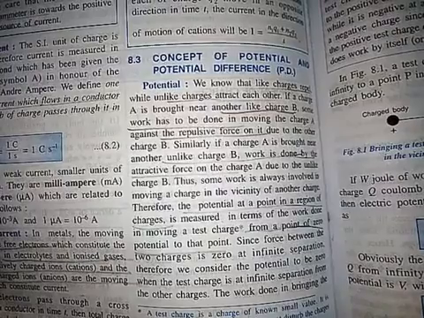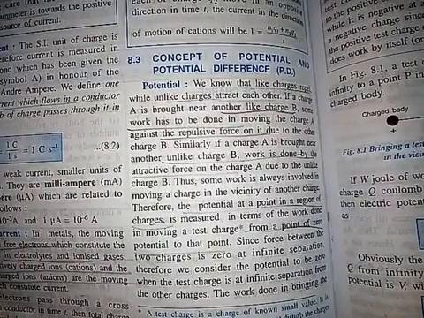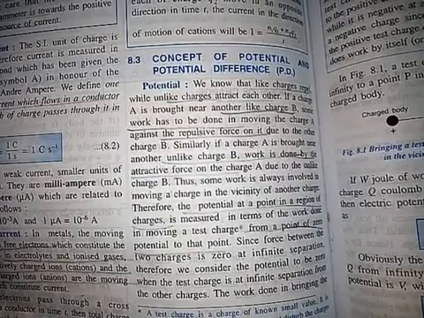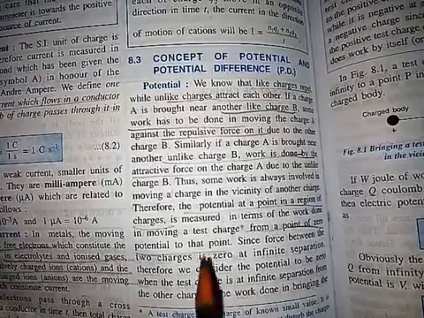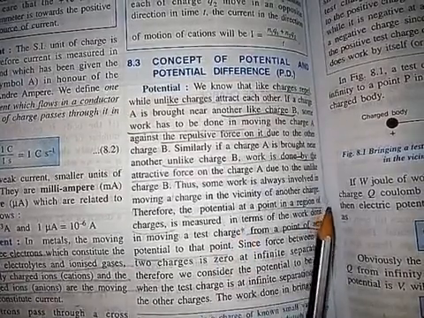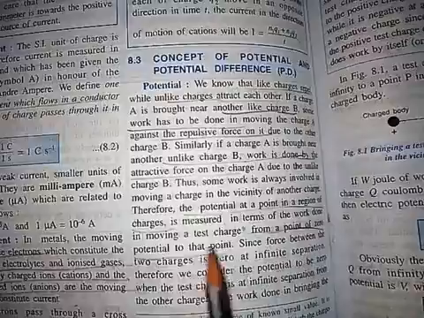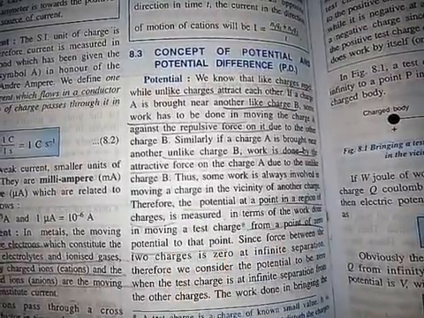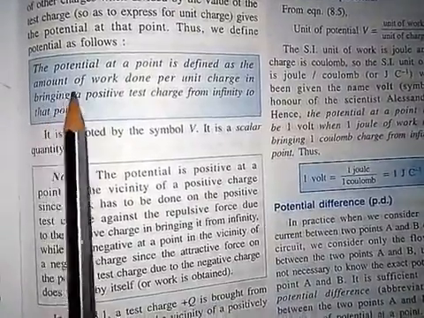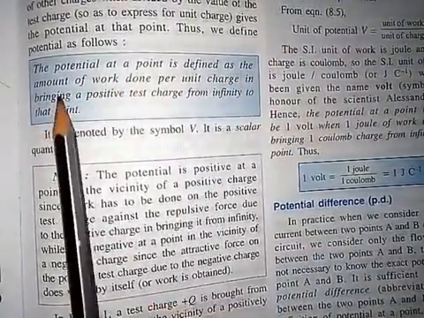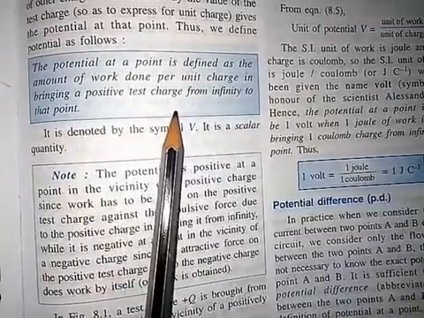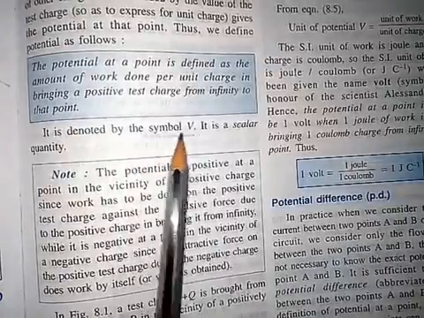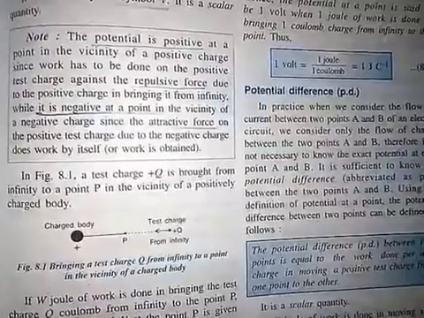If two charges, whether like or unlike, are brought near each other, some work is always obtained due to their repulsive or attractive forces. So, the potential at a point in a region of charges is measured in terms of the work done in moving a test charge from a point of zero potential to that point. We define potential at a point as the amount of work done per unit charge in bringing a positive test charge from infinity to that point. It is denoted by the symbol V. It is a scalar quantity.